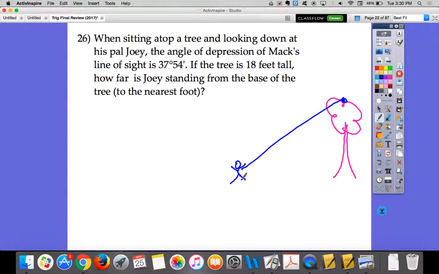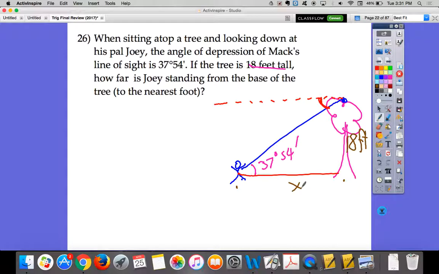The angle of depression. Now, what we talked about, angle of depression, remember, it's with your horizontal line of sight. This is the angle of depression. It's like sleight of hand and magic, guys. Angle of depression is the exact same thing as angle of elevation because of alternate interior angles. So we got 37 degrees, 54 minutes. If the tree is 18 feet tall, so let's get us an 18 over here. How far is Joey from the base of the tree? Now notice they always tell you what you're connecting. Joey, base of tree. So we're looking at this right here.